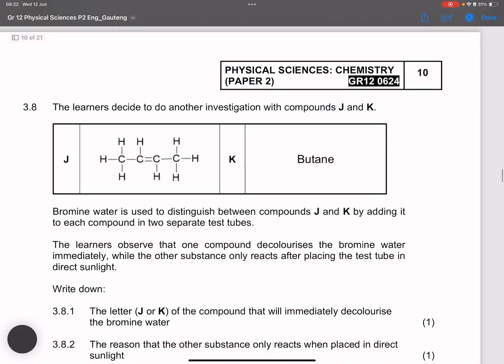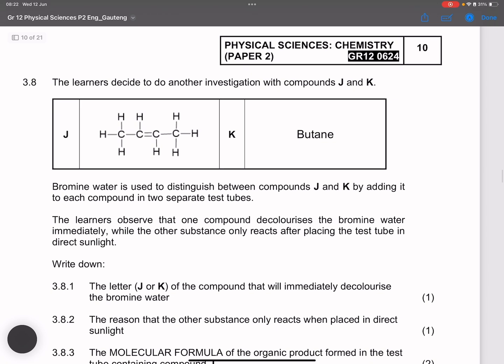So they say to us, the learners decide to do another investigation with compounds J and K. So there we go. We've got compound J and compound K. We've got butane, which is an alkane, and we've got 2-butene, which is J there. Now they say bromine water is used to distinguish between compounds J and K by adding it to each compound in 2 separate test tubes.